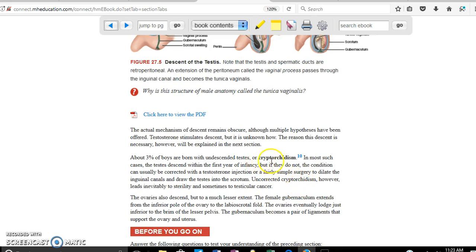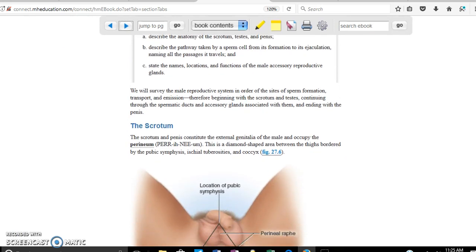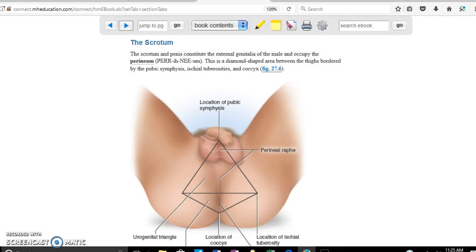One last word. Cryptorchidism is the term that is used when the testicles get stuck in the middle of the pathway between the abdomen and the scrotum. In these kids, the scrotum is not going to show a testicle. Okay, the next topic is male reproductive anatomy. We see in there the first part, which is going to be the scrotum. You can see here the scrotum right here.